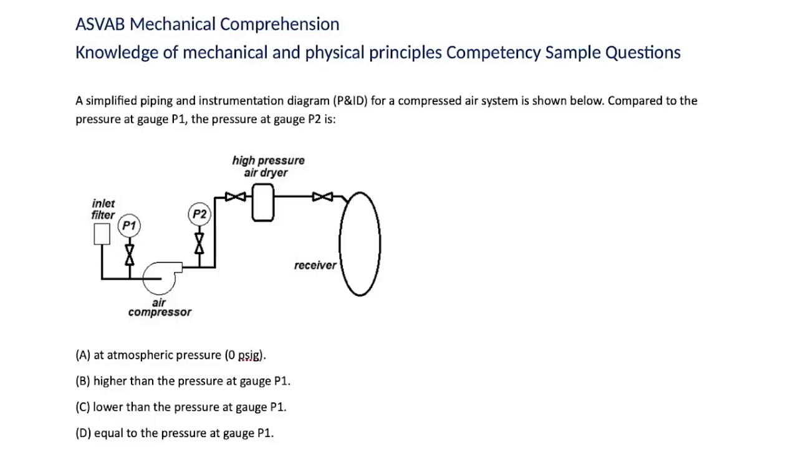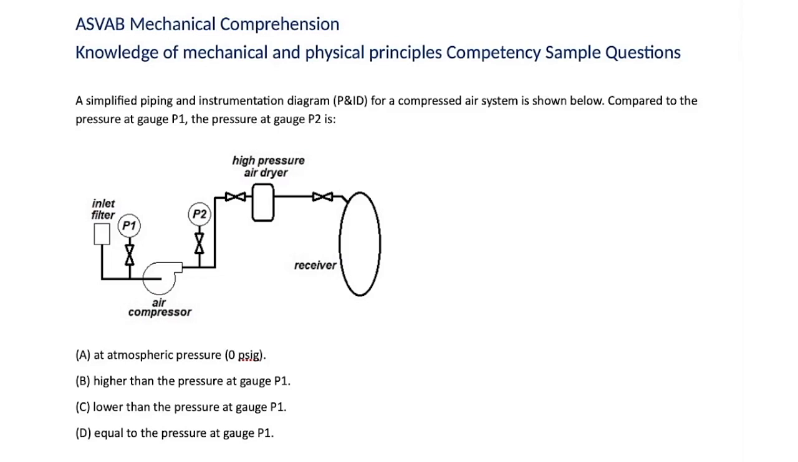A simplified piping and instrumentation diagram, P and ID, for a compressed air system is shown below. Compared to the pressure at gauge P1, the pressure at gauge P2 is A, at atmospheric pressure, B, higher than the pressure at gauge P1, C, lower than the pressure at gauge P1, or D, equal to the pressure at gauge P1. Alright, so let's break this down.